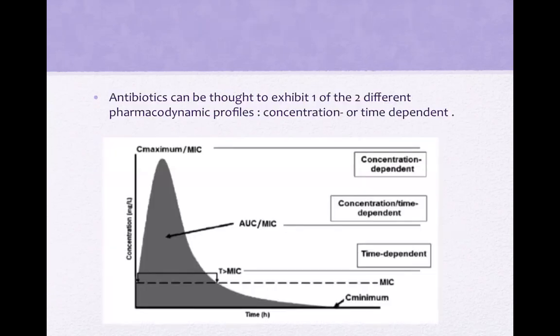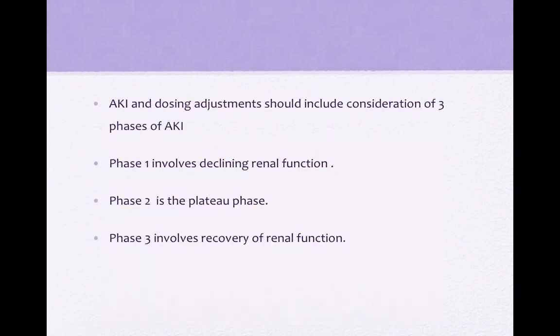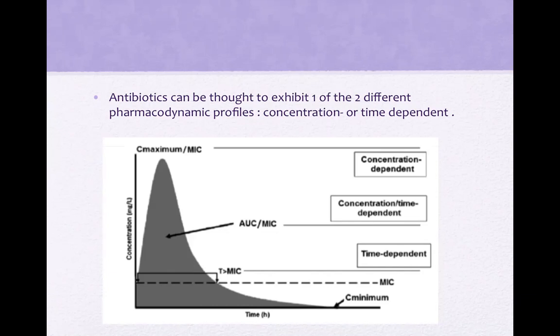Now, antibiotics can be divided broadly into two pharmacodynamic profiles, that is the concentration dependent antibiotics and the time dependent antibiotics. For time dependent antibiotics, it is important that you maintain a certain concentration of the drug for a particular amount of time. That means you have to maintain the concentration above the MIC for a particular time. For concentration dependent antibiotics, the peak concentration of the drug above the MIC is important. So for drugs which are time dependent, you are supposed to give more frequent dosings, whereas for drugs which are concentration dependent, you have to give a single large dose.